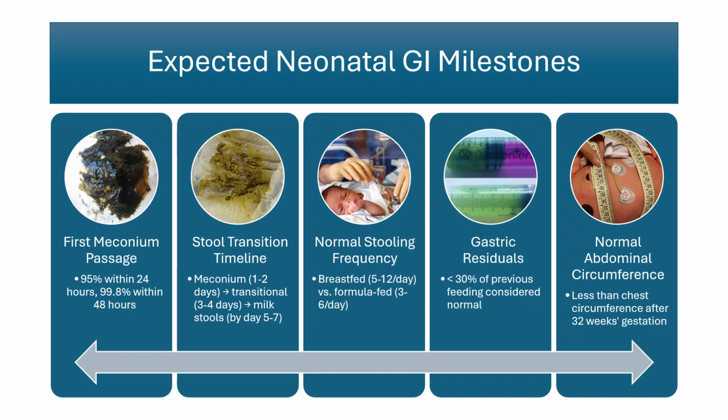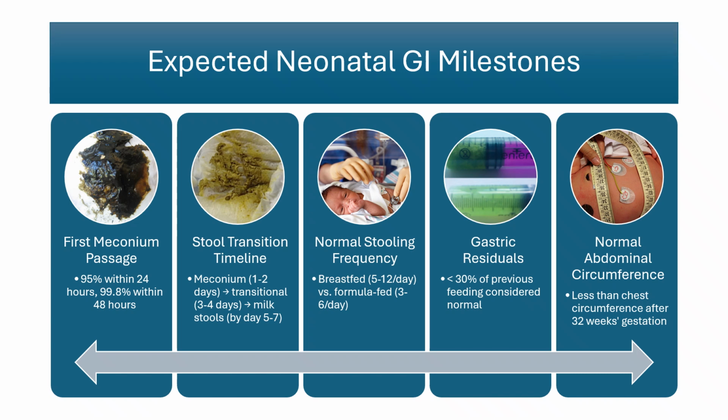Stooling frequency varies significantly by feeding type. Breastfed infants produce 5 to 12 stools daily due to the laxative effect of human milk and more complete digestion. Formula-fed infants typically have 3 to 6 stools daily. Understanding this difference prevents unnecessary concern about frequent stools in breastfed babies.